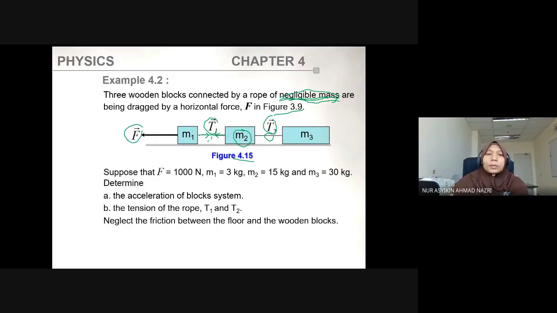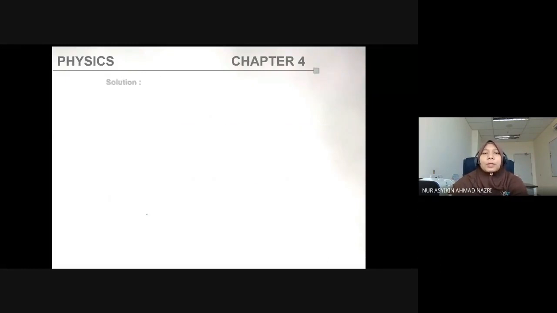Alright, let's see. Okay, so given, applied force given 1000 Newton, M1 given 3 kilogram, M2 given 15 kilogram, M3 given 30 kilogram. Determine the acceleration of the block system and the tension of the rope. Neglect the friction between the floor and the wooden block, settle lagi satu masalah kita. Memang dah settle banyak lah masalah kita sekarang ni. Alright, so the acceleration. Let's see the solution.